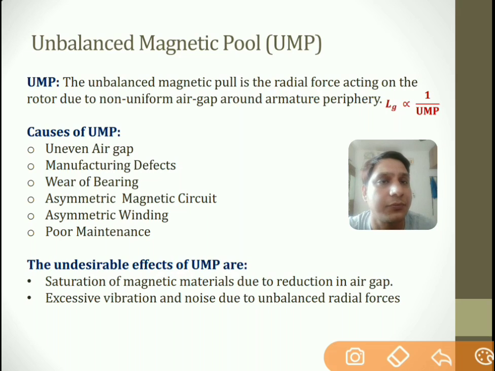Next one is the effects of UMP. Means if unbalanced magnetic pull occurs in a motor, what are its effects? The effects are saturation of magnetic material due to reduction in air gap.